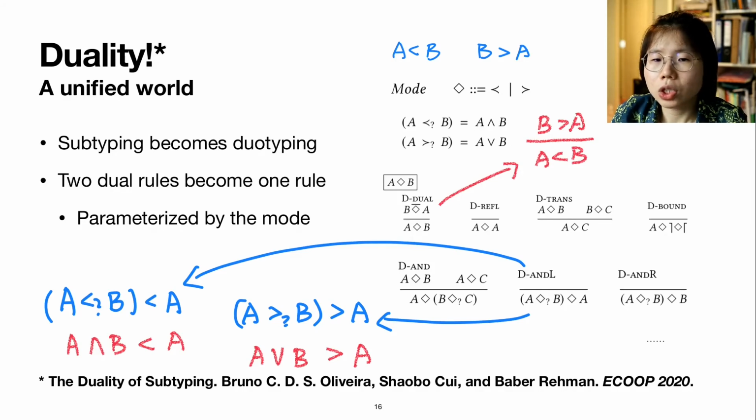So the two dual rules can now be unified into one. For example, if we instantiate the mode in the rule D-AndL by subtyping, we get A intersection B is a subtype of A. And if we instantiate it by supertyping, we then get A union B is a supertype of A. If you want to flip the mode, which means you want subtyping instead of supertyping, for example, you can use the D-Dual rule.